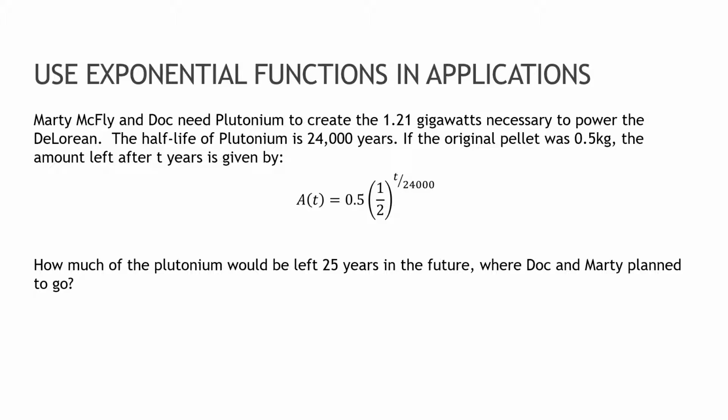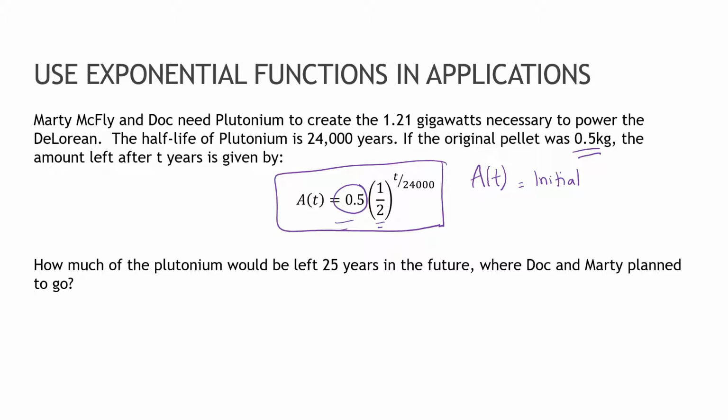The half-life of plutonium is 24,000 years. If the original pellet was 0.5 kilograms, the amount left after T years is given by, and notice they've given me this function. And so half-life, because I want half of what is left over, this is my original amount. And we haven't talked about this yet, but really to write this equation, it's not always A of t, sometimes it's C of t or whatever other function. This is the initial amount, which is why that 0.5 is where it is.